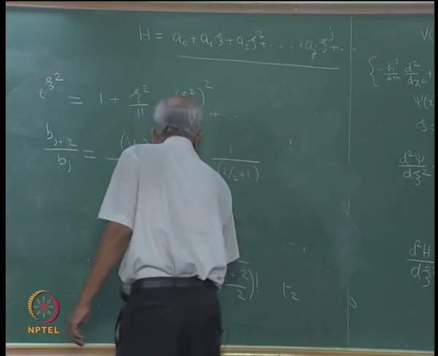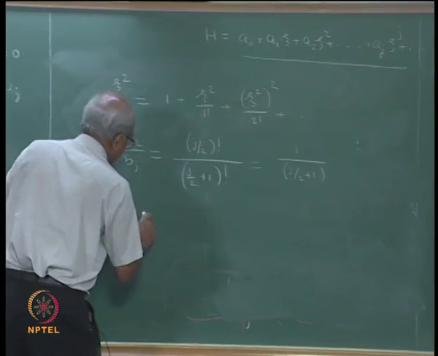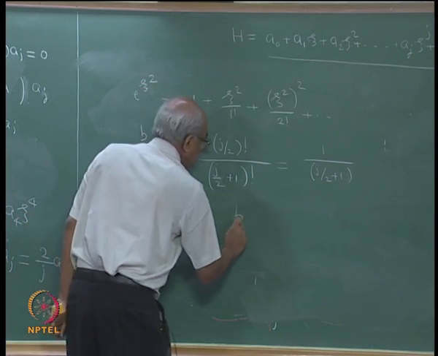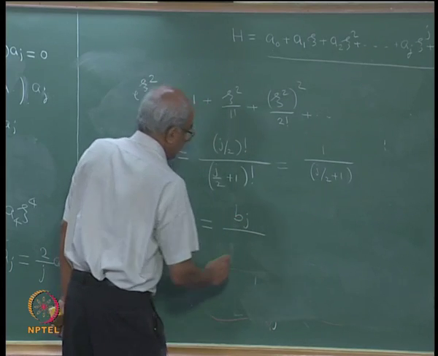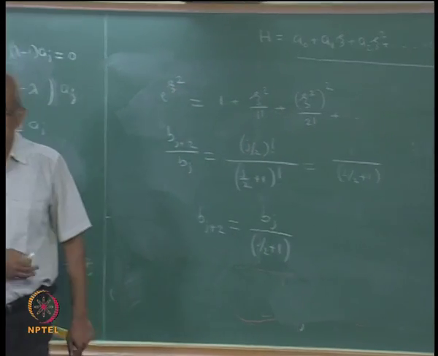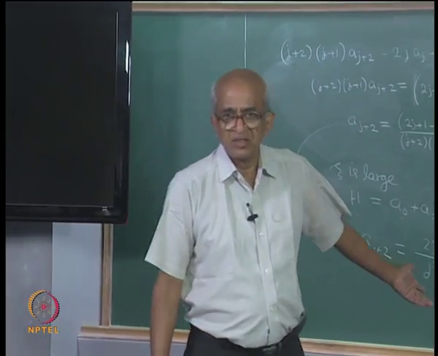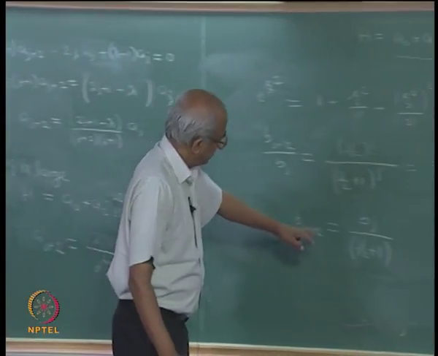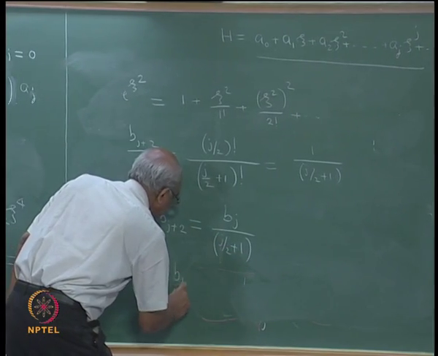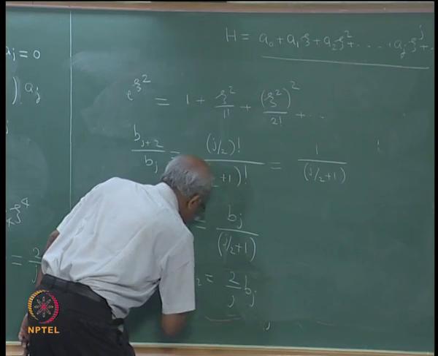And therefore, I find the recursion relationship for this series. It simply says that bj plus 2 must be equal to bj divided by (j by 2 plus 1). That is the recursion relation for this series. And if the value of j is very large, what will happen to this recursion relationship? If the value of j is very large, you can neglect that 1. And then you will find that bj plus 2 must be equal to 2 divided by j times bj.